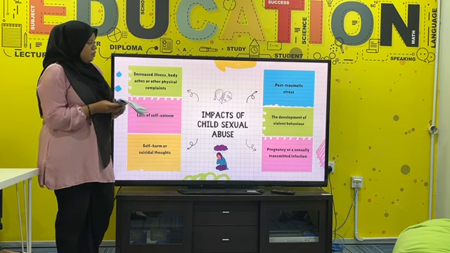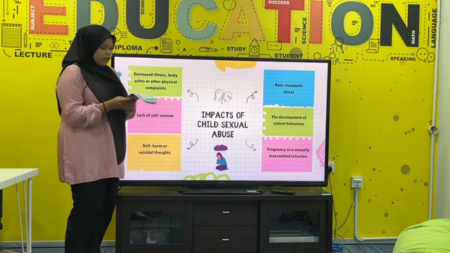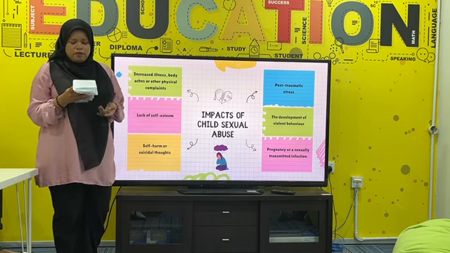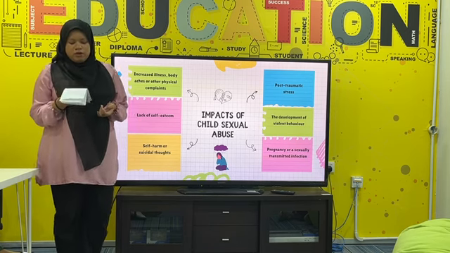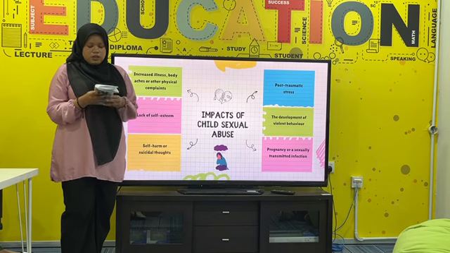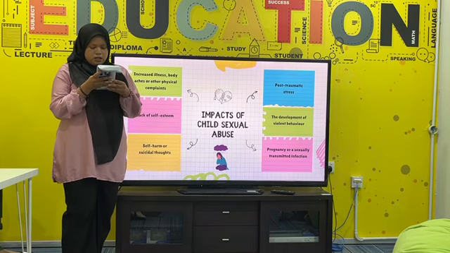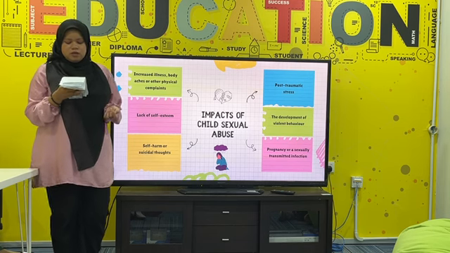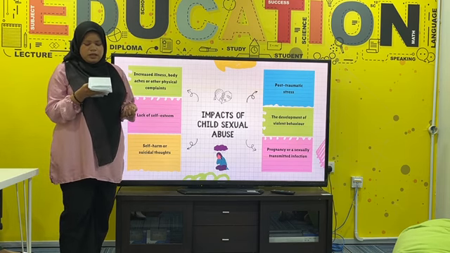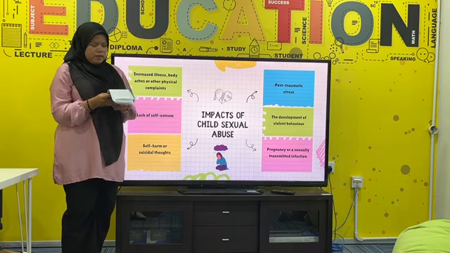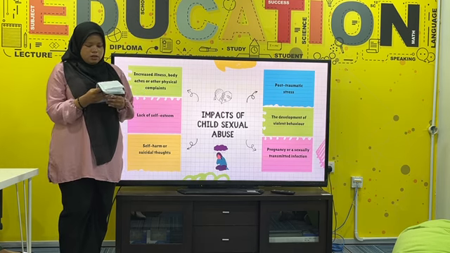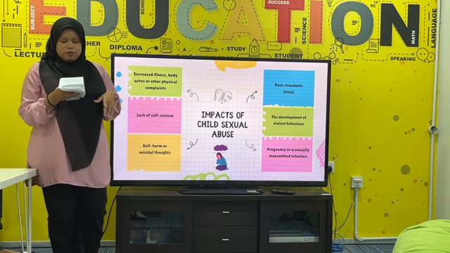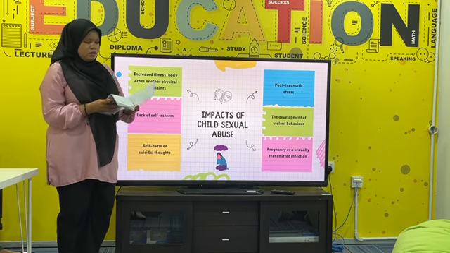Fifth, we have the development of violent behavior. It refers to an increased likelihood of aggressive or harmful actions towards others that can emerge in individuals who have experienced child sexual abuse. The victim may internalize anger, frustration, and pain. This behavior can be a way for them to express emotion that they are unable to process in a healthy way.